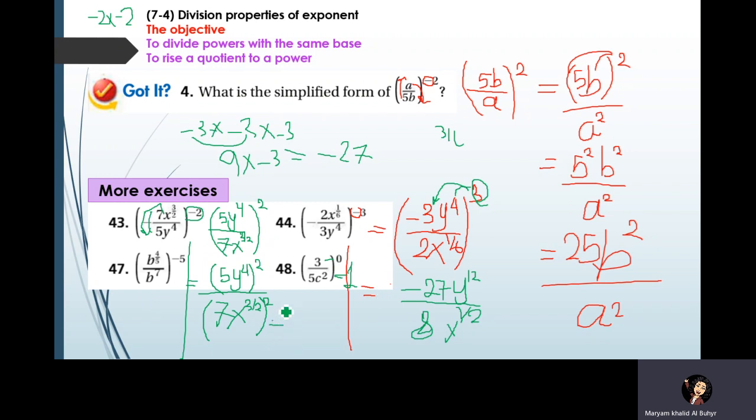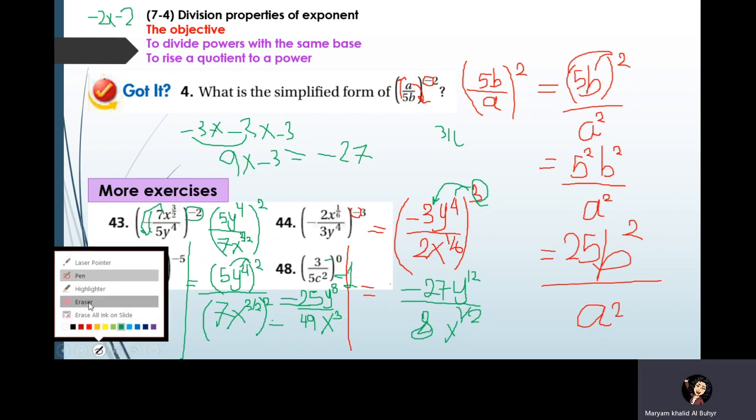So that is equal to, distributing the power step by step: 5 to the power 2 is 25. Y to the power 4 raised to the power 2, we multiply the powers, so that is y to the power 8. Over, same thing here, 7 to the power 2 is 49. X to the power 3 over 2 times 2, x to the power 3.